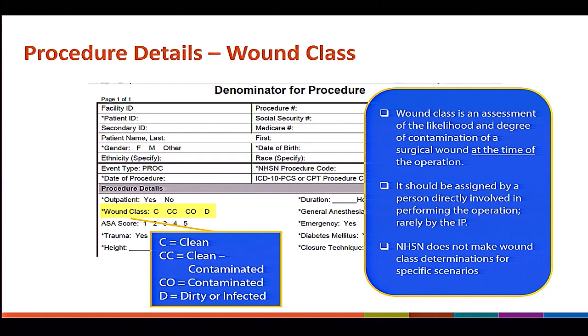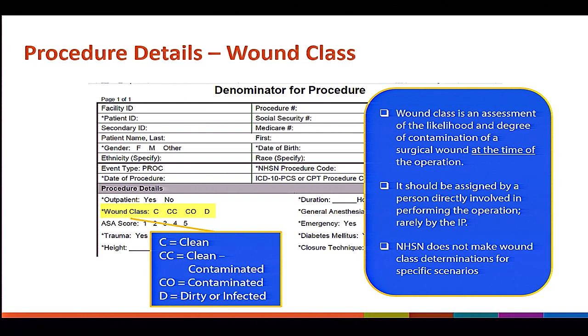So now we'll move on to some of the required denominator fields. The first field is wound class. Wound class is an assessment of the likelihood and degree of contamination of a surgical wound at the time of the operation. And it should be assigned by a person directly involved in performing the operation. Rarely should the IPs be assigning these codes.